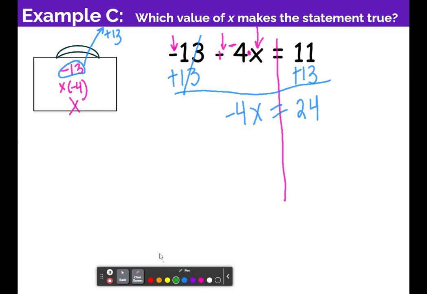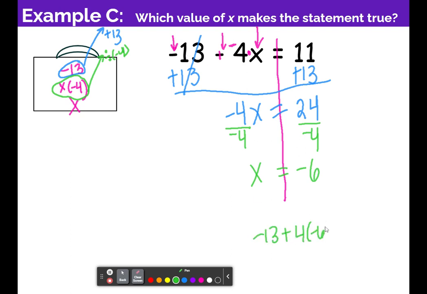There's still some stuff left to unpack, and that's my times a negative 4. What's the opposite of times a negative 4? Dividing by a negative 4. So I'm going to divide both sides by a negative 4. This is just like the one step we did the other day, because this leaves us with X, and 24 divided by a negative 4 is negative 6. And if I plugged my negative 6 up in here, this whole equation would be true. Negative 13 plus 4 times negative 6 is going to equal 11 on my calculator.